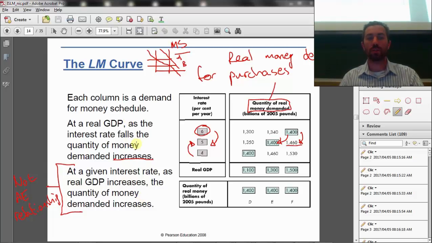So these two statements on the slide are talking about two different things. The one is about, as the interest rate changes, how does the quantity of money demanded change? The second statement is saying, as real GDP changes, what happens to the quantity of money demanded and the interest rates? In other words, what happens to equilibrium as real GDP increases?